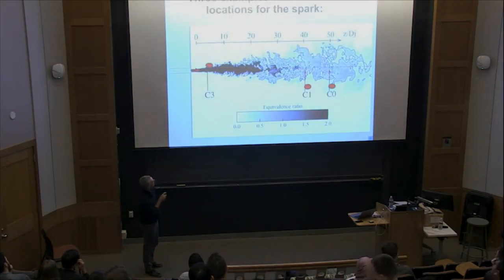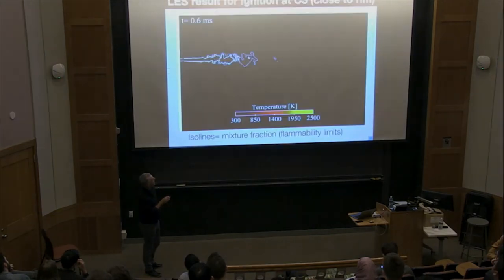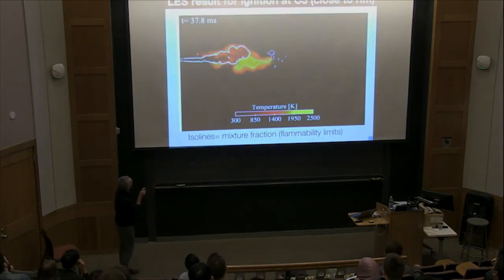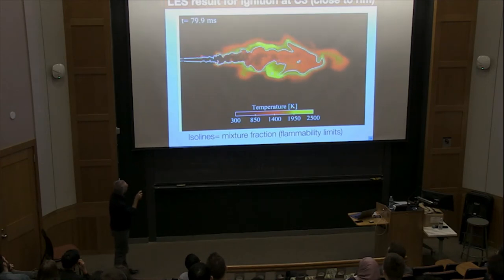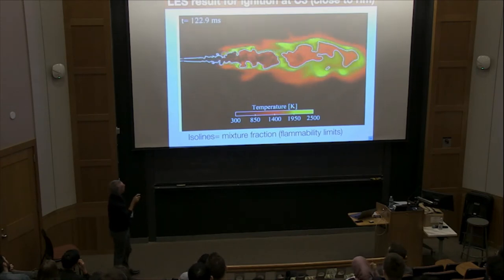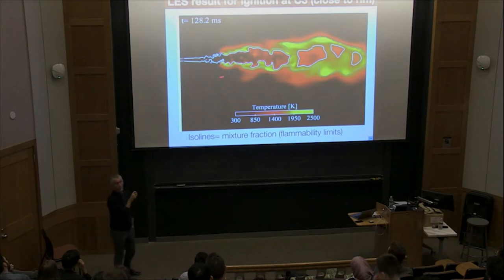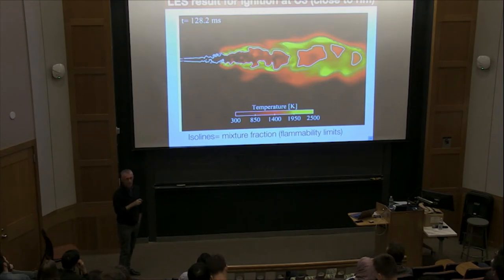So I'm going to show you a position here, here and here, and you're going to see the difference in the simulation. So first case, we ignite very close here to the injection. You see the temperature field, and you see that this flame is lifted. We talked about lifted flame yesterday, but it's stable. So this is a case where you ignite and you get a stable flame. So here you get ignition and stabilization.